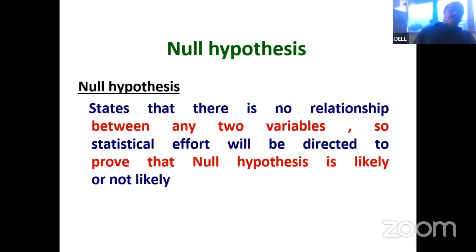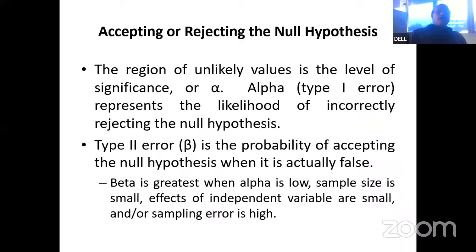So null hypothesis states that there is no relationship between any two variables. One is the expected variable, another one is the estimated variable. If the difference between those two is zero, then it is called a null hypothesis. The statistical effort will be directed to prove whether the null hypothesis is likely or not likely, so accepting or rejecting the null hypothesis.